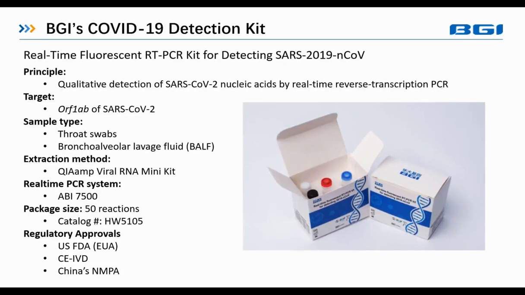This kit is for qualitative detection of SARS-CoV-2 nucleic acid by real-time reverse transcription PCR. It targets ORF1ab of the SARS-CoV-2 virus genome. It can detect nucleic acids from patient samples of throat swab and BALF. The sample will be extracted using the QIAamp Viral RNA Mini Kit and reactions run on the ABI 7500. Each kit contains 50 reactions, including everything you need for RT-PCR.